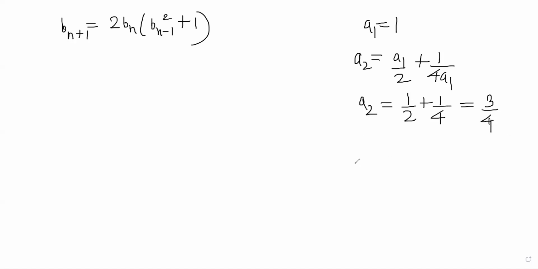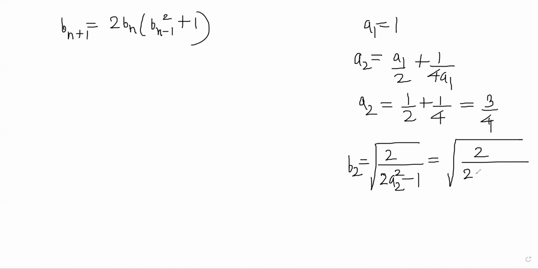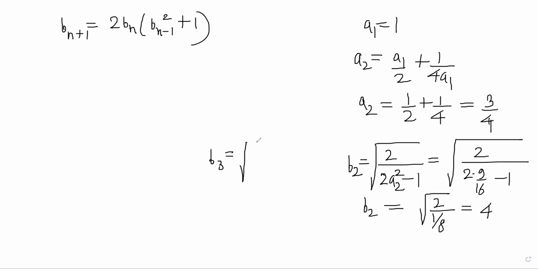If a2 is 3 by 4, what is b2? b2 is root over 2 by 2a2 square minus 1, which is going to simplify like this. 2 by 2 into 9 by 16 minus 1, which is equal to 2 by 1 by 8, which is equal to 4. So b2 is 4, right? And B3 is what? B3 is root over 2 by 2A3 square minus 1. You can calculate this out because B2 is 4.